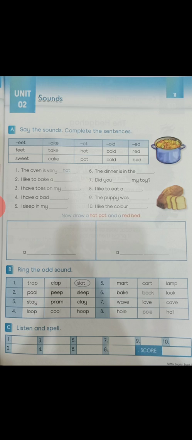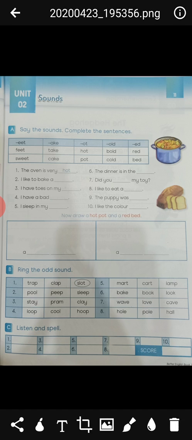Number 6, the dinner is in the dash. Where is the dinner? Can you see the picture on the page? The blue pot, and it has the dinner. So where is the dinner? The dinner is in the pot.